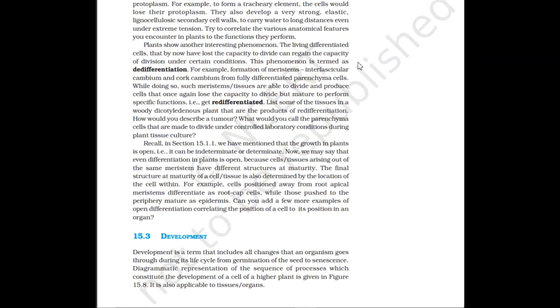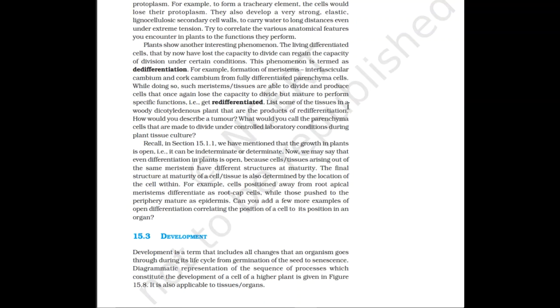Plants show another interesting phenomenon. The living differentiated cells that by now have lost the capacity to divide can regain the capacity of division under certain conditions. This phenomenon is termed dedifferentiation. For example, formation of meristems such as interfascicular cambium and cork cambium from fully differentiated parenchyma cells. While doing so, such meristematic tissues are able to divide and produce cells that once again lose the capacity to divide but mature to perform specific functions, that is, get redifferentiated.